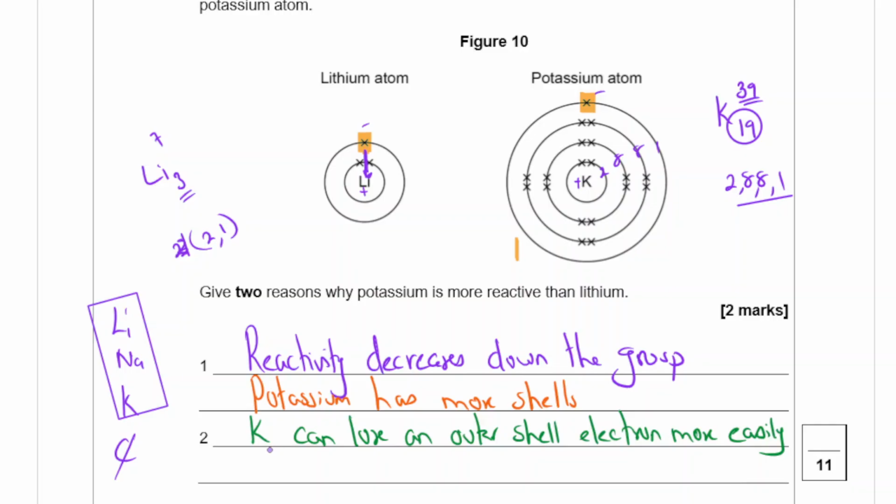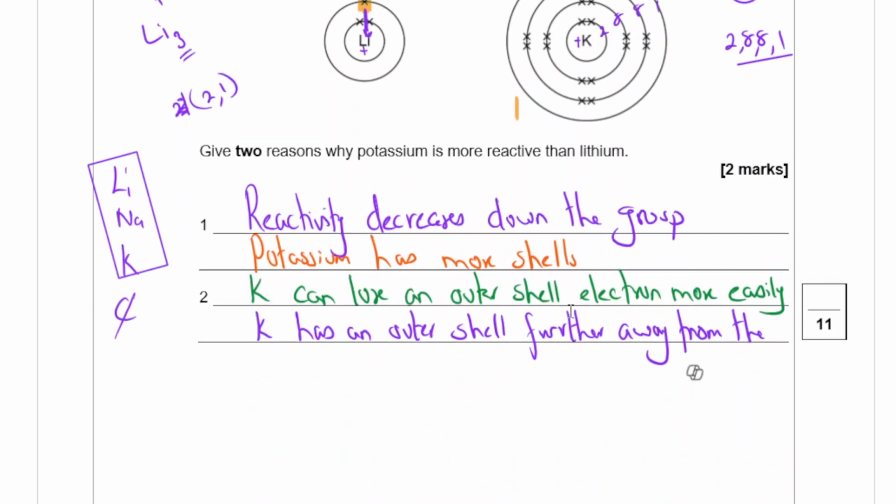You could also say potassium has an outer shell further away from the nucleus, and you can also say potassium has more shielding, meaning the other shells actually shield the attraction between the nucleus and this outer electron.